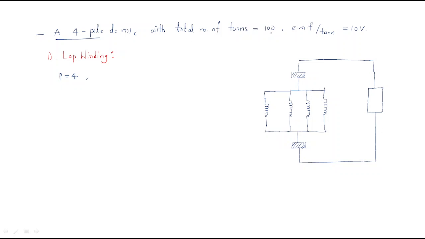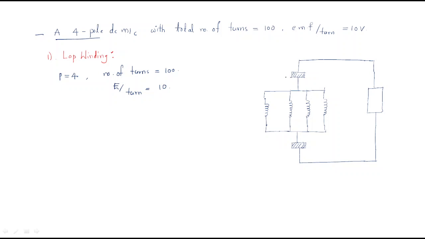The total number of turns is 100, and the given EMF per turn is 10. Now, if it is connected in lap winding, how does it behave? That is the important thing.